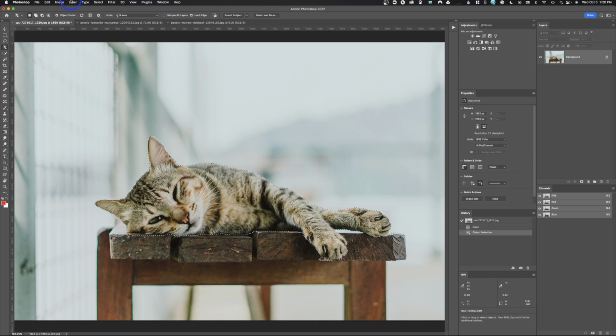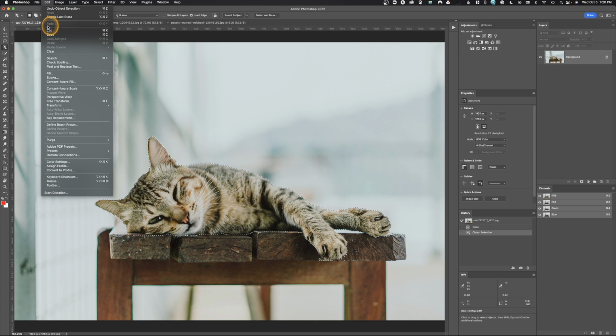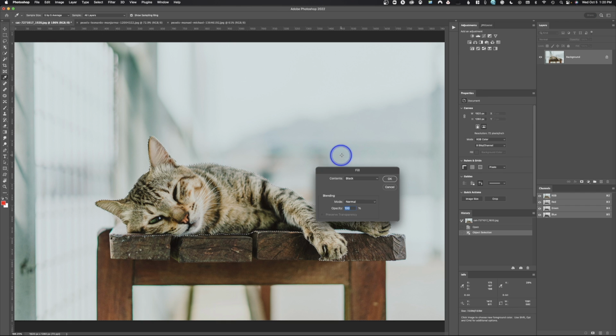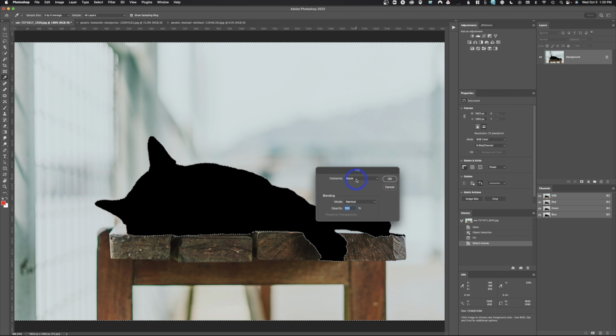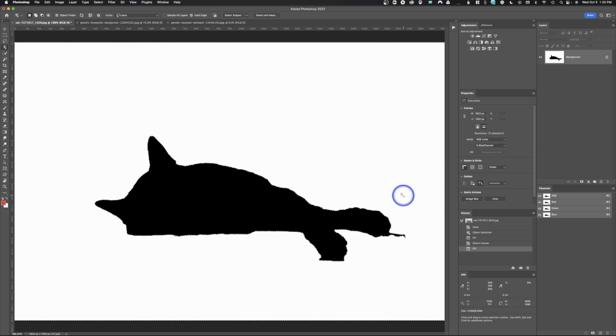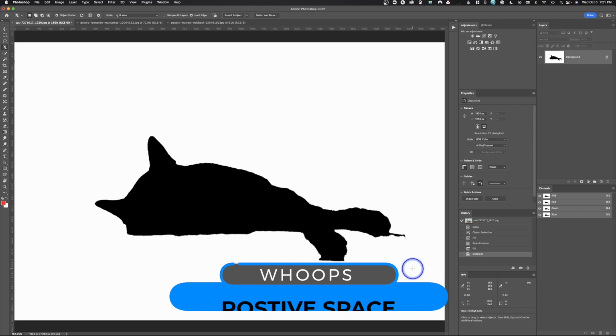If I select the cat, it will make a selection. I could fill that selection with black, so we can go to Edit, Fill, Black. That's our positive space. Now if I inverse that to select everything but the cat, and I fill that area with white, that is going to be our negative space. So in this case, we have the cat, which is the positive space, and the white, which is our negative space.